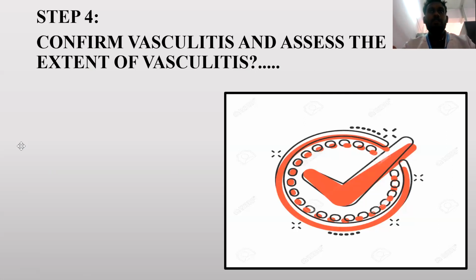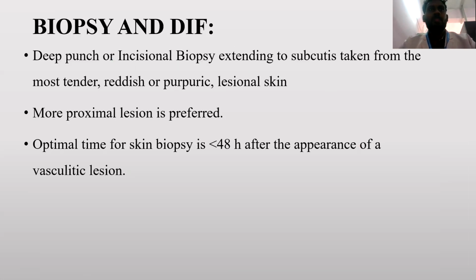So the next step in the approach to a case is step 4. Step 4 is nothing but you will confirm the vasculitis and assess the extent of vasculitis. So how do you confirm the diagnosis? You will confirm the diagnosis by doing a biopsy and an immunofluorescence study.